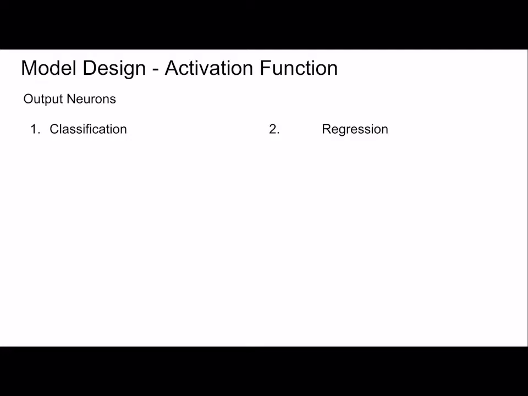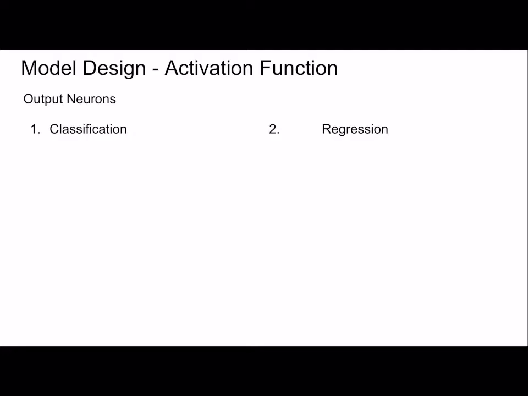Okay, so first let's just start with how we choose the activation function. So the activation function is the choice that we make. It depends on whether we are talking about output neurons or we're talking about hidden neurons. So now we're going to discuss how we choose the activation function for our output neurons. And that depends on the actual task. So we could have a classification problem or we could have a regression problem. And depending on the kind of problem, we actually need one activation function or another.